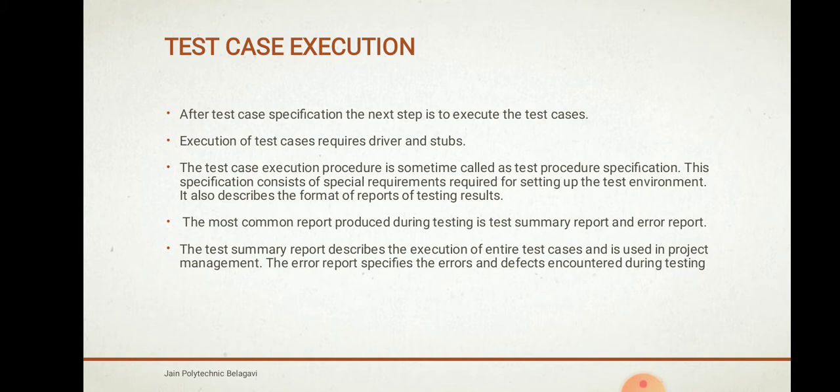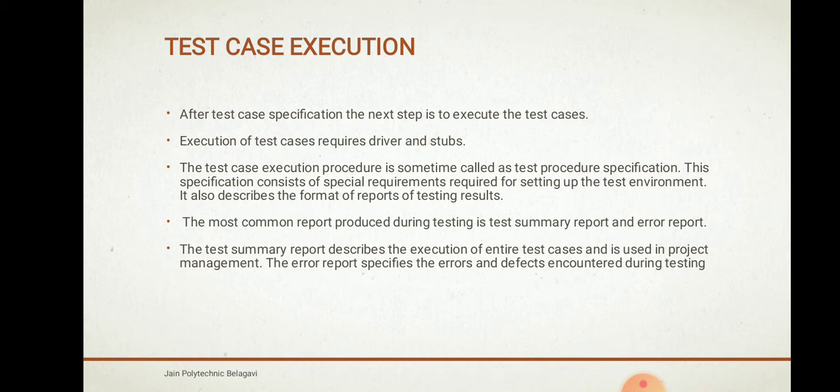The most common reports produced during testing are the test summary report and the error report. So what are these reports? The test summary report describes the execution of the entire test cases. So what all test cases you have conducted, it will contain the entire summary, meaning what test cases you have conducted, what the output was, what the actual value was and what the expected value was. So it is used in project management.